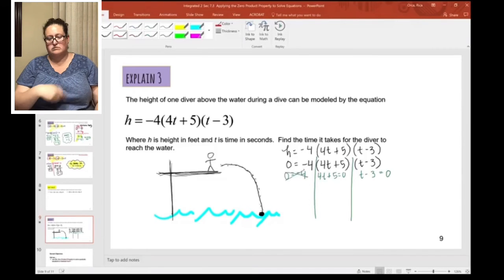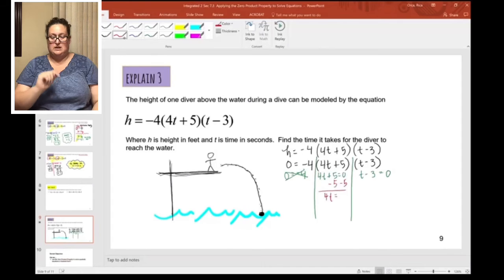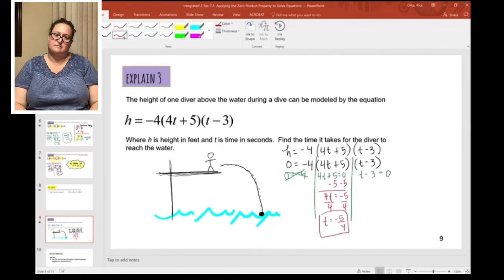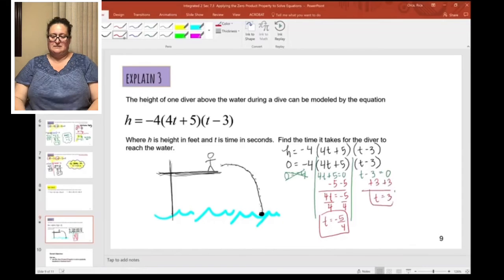In our second equation, we have 4t plus 5 equals 0. To solve for t, we're going to subtract 5 to both sides. That's 4t equals -5. Divide both sides by 4. T equals -5/4. In our third equation, we have t minus 3 equals 0. To solve for t, we need to add 3 to both sides. T equals 3. Now let's analyze our solutions.